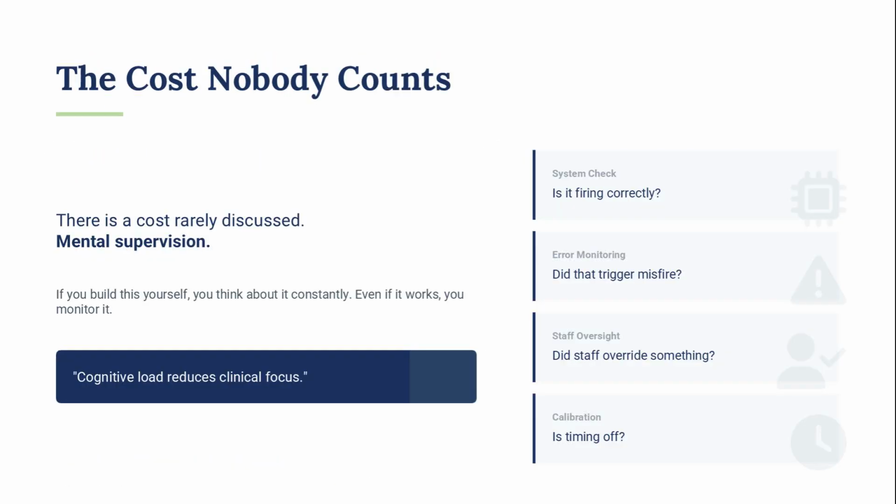There's a cost that rarely gets discussed. Not in reports, not in dashboards. Mental supervision. Because when you build this yourself, you don't just install it, you carry it. You think about it constantly. Is it working? Did something misfire? Is the timing off? Did someone override something? And even when it's working, you're still monitoring it.